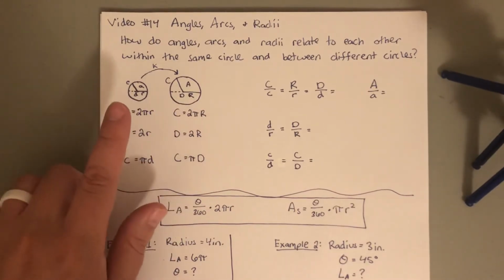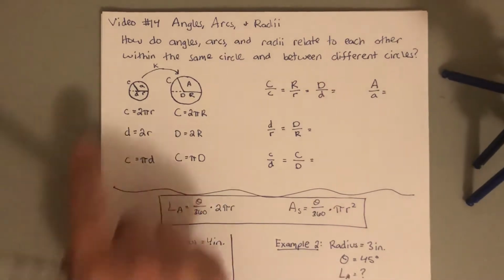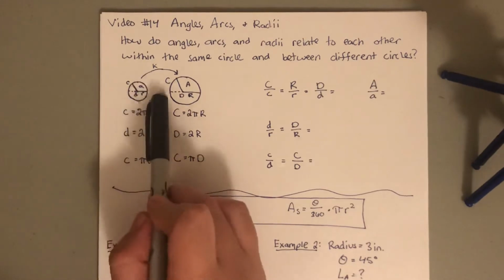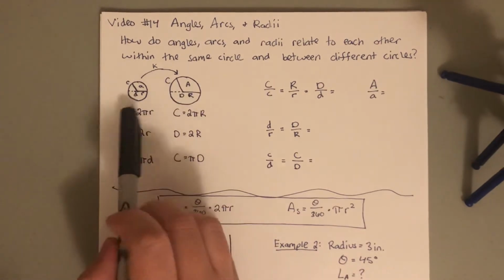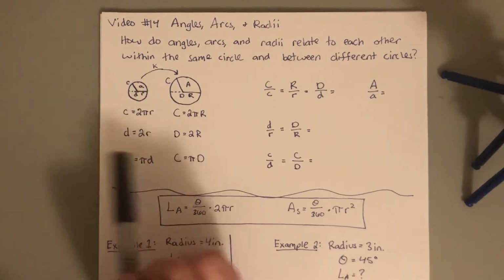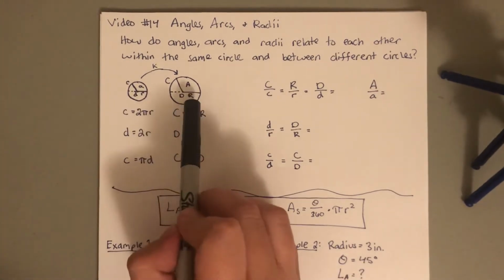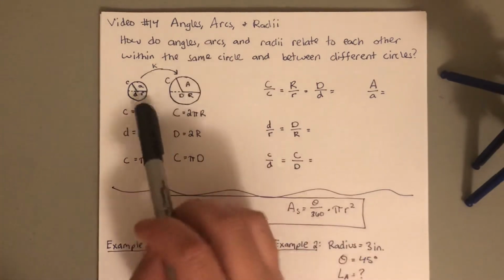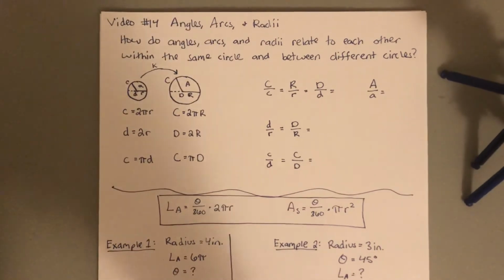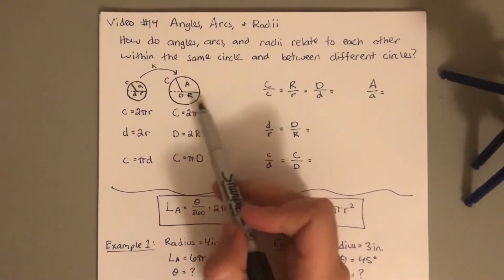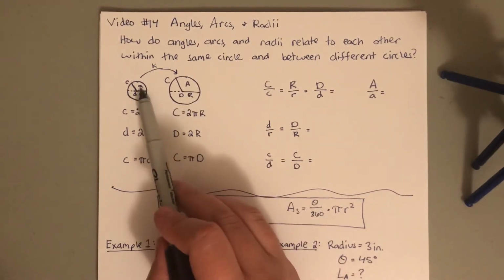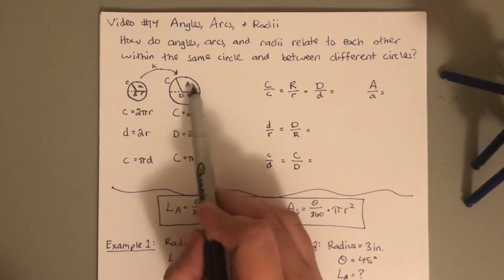Now, with that being said, the C stands for the circumference. So the little c is the circumference of the little circle, and the big C is the circumference of the big circle. The little d is the diameter of the little circle, so all the way across. And then the big D is the diameter of the big circle. The little r is the radius of the little circle, so halfway across from the center out to the edge. And then the big R is the radius of the bigger circle. And then this little a is the area of this sector, and then the big A is the area of the sector.